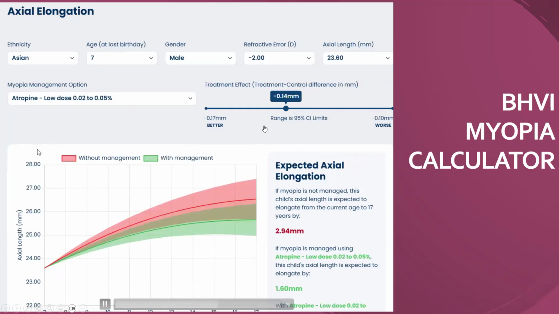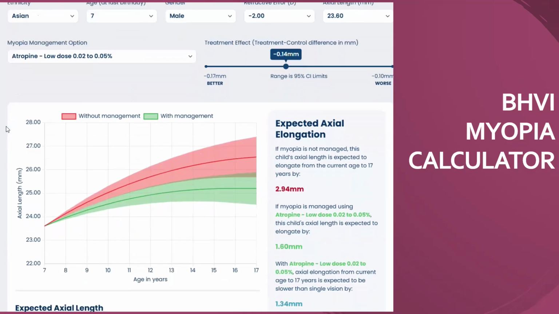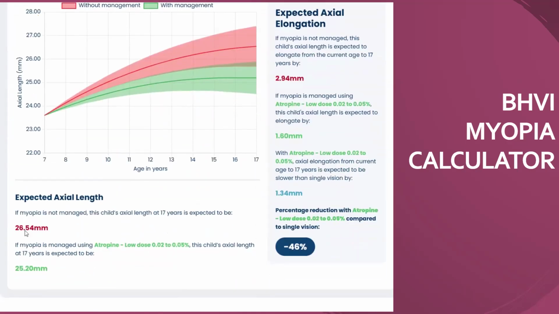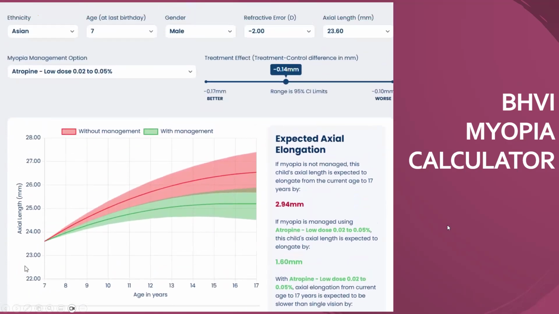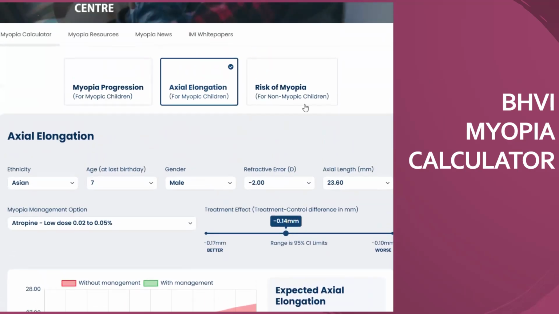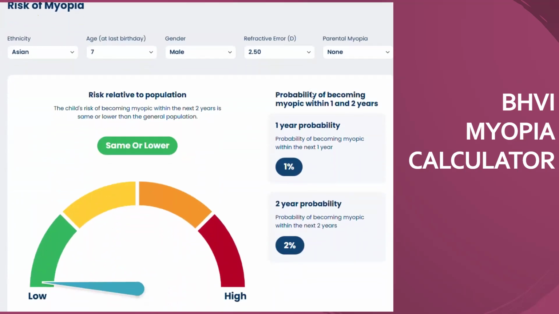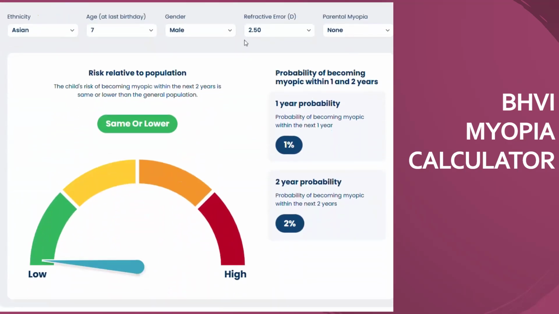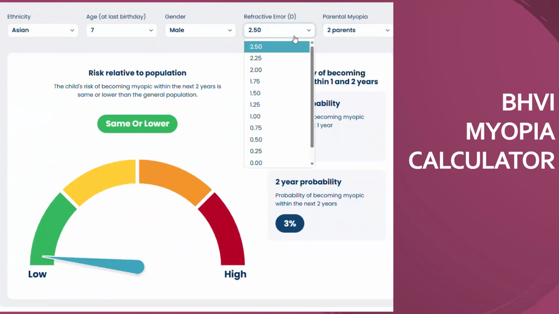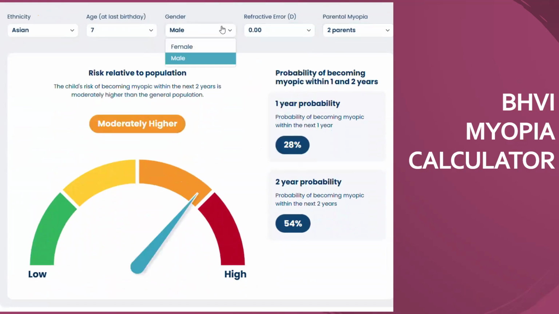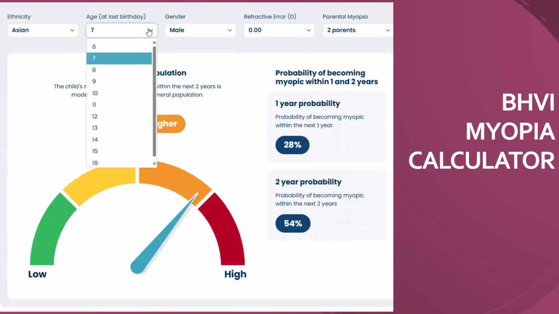And another good thing, the better thing, is to predict whether this particular patient would go in for myopia or not. I think that is a very good tool that can be used by all of us. This is for non-myopic children. What is the risk of myopia? Whenever a patient comes to you, you can show, if you see it clearly, you will understand, 2 parents, initial myopia. So I tried to find out what is the main factor on which this is working.